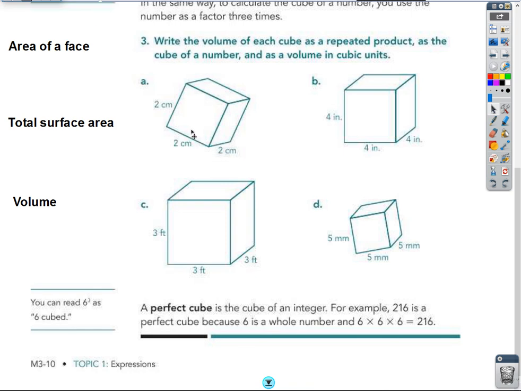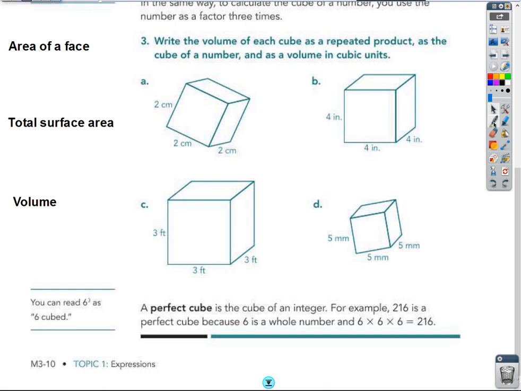Let's do some calculations with exponents in geometry. By now, we should be familiar with the idea that if you have a number being multiplied over and over, that would be considered an exponent or a power. What we want to do now is take that understanding to calculate the area, the total surface area, and the volume for a few of these cubes.